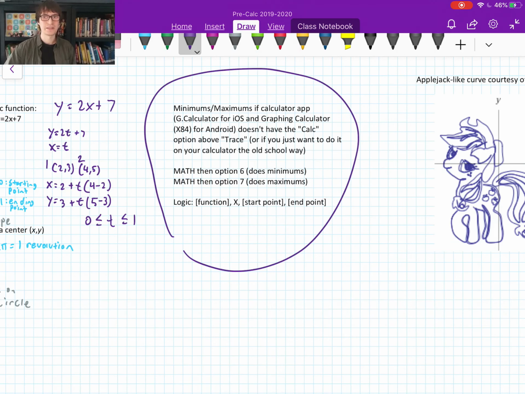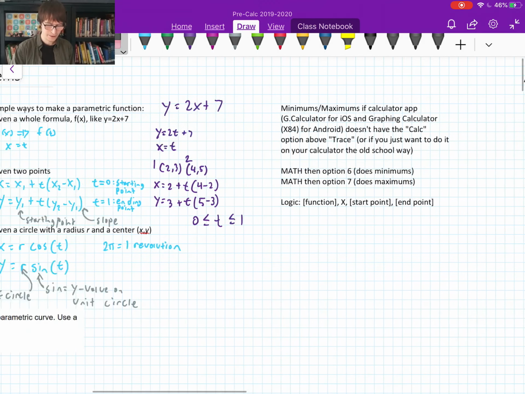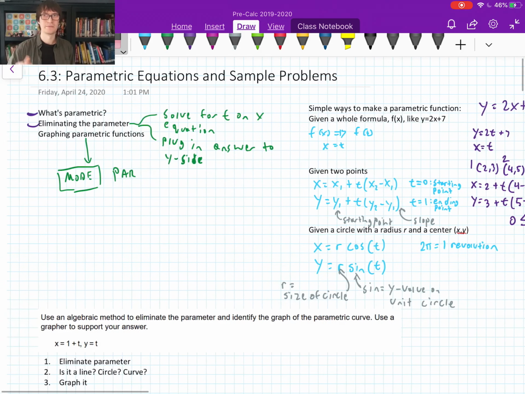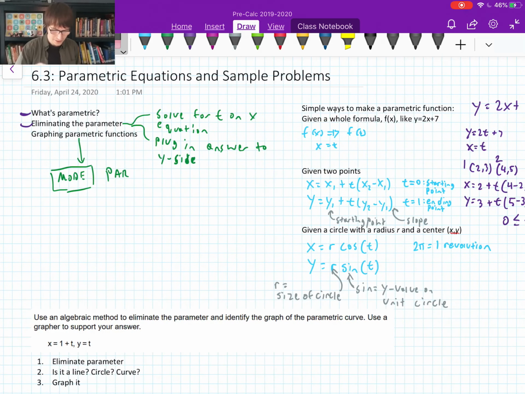It works the exact same way as before, but if you're using a calculator app instead of your normal TI-84, there's a special way to do it. And so I wanted to introduce you to that. You could use this method too if you're using a TI-84, but TI-84s have some pretty powerful and quick ways of graphing that are much simpler than that method. Anyway, let's move on to the actual problems and figure out how to apply this, problem by problem.